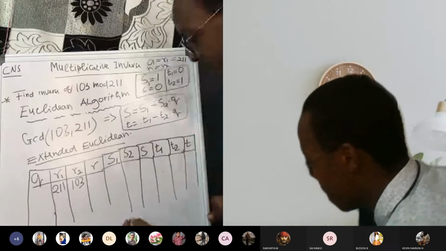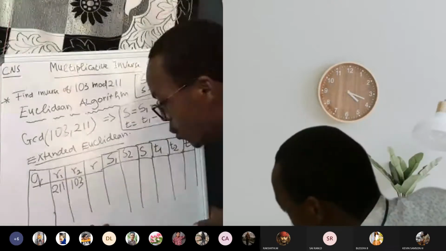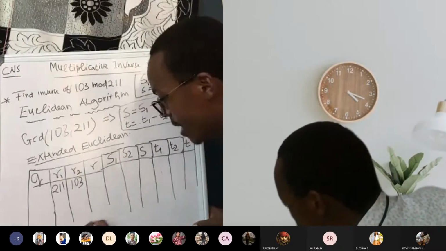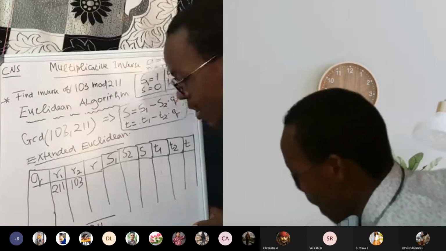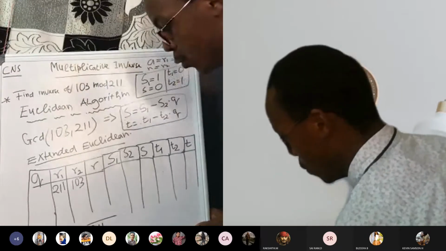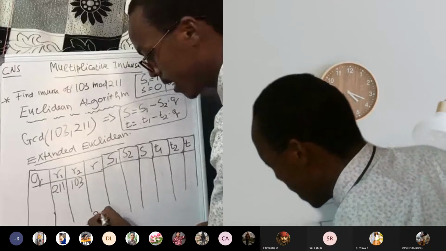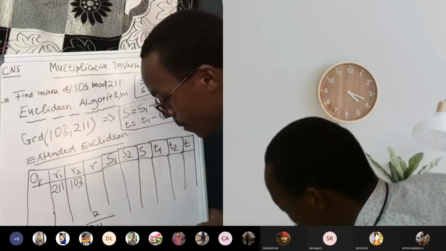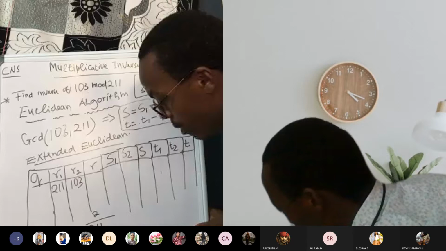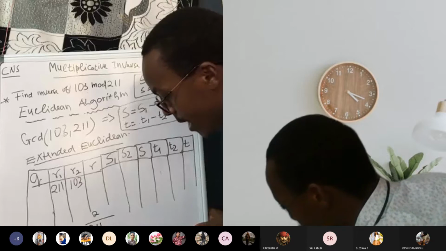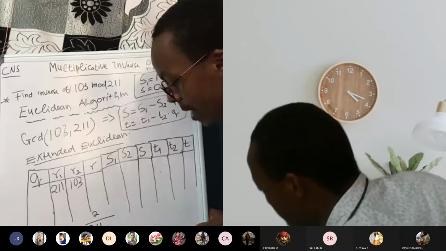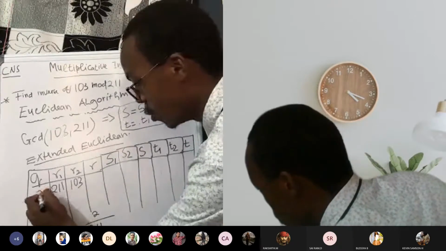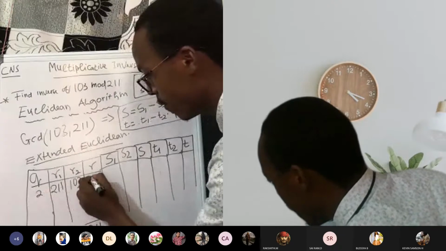I will do it here as I erase. I will take 211 and divide by 103. Which number can I put here? If I put 2, it will be 206, so the remainder is 5. The quotient is 2, the remainder is 5.